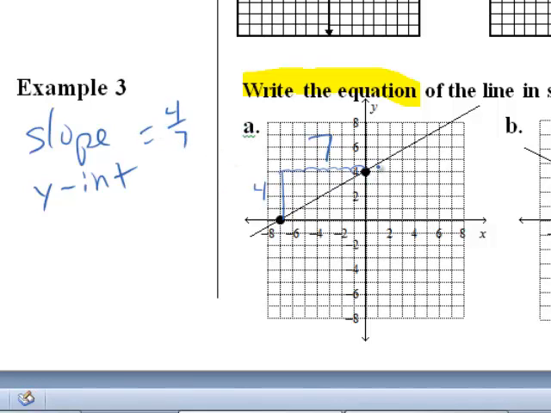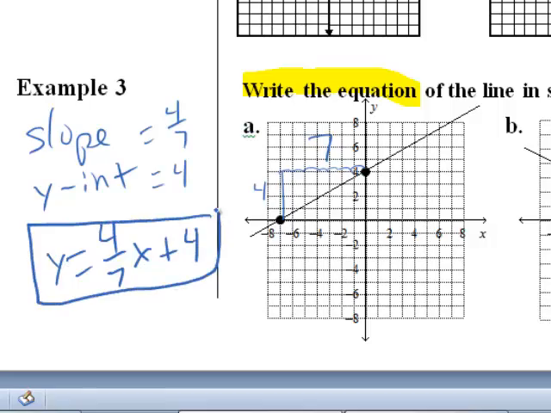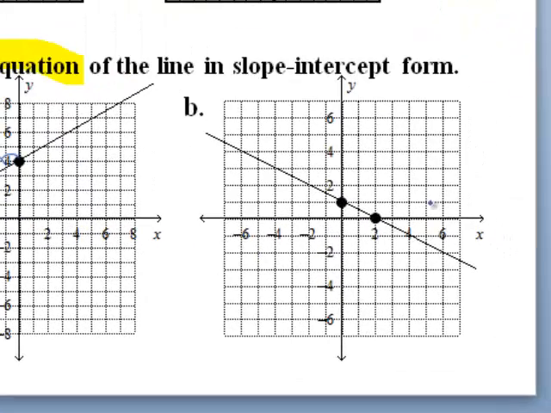My y-intercept clearly is right there. It's 4. So I can write it in my form, y equals mx plus b, with my slope and all that stuff. So I have my equation, y equals 4 over 7 x plus my y-intercept, 4. So there's example 3, the first one. Pause the video, see if you can write the equation for this part B. Come back and let's do it together.